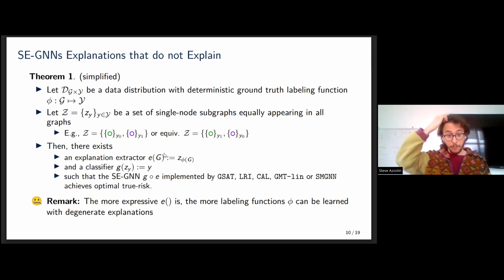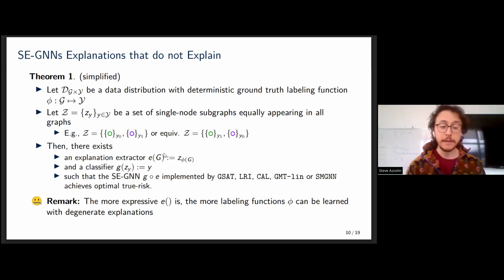A quite interesting remark, hopefully, for people studying expressivity of graph models, is that the more expressive the explanation extractor is, the more labeling functions phi can actually be learned and solved by degenerate explanations, highlighting a trade-off between the expressivity of the GNN that is used to implement the model, the explanation extractor, and how likely it is to end up with degenerate explanations.